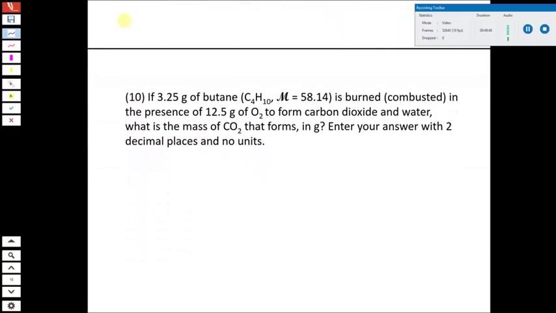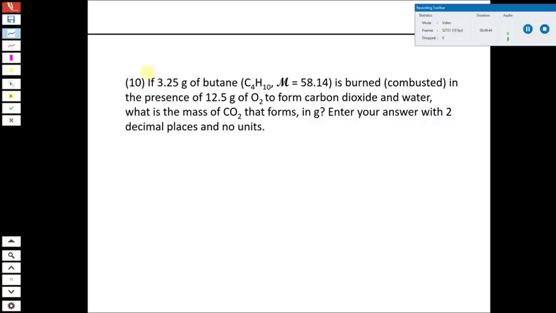All right, next one is our first stoichiometry problem. And this is also going to require us to balance an equation, so we have to do that as well. So we have butane, which, as you know, is found in lighters in many cases. So we have 3.25 grams of butane. We're burning it in the presence of 12.5 grams of oxygen to form carbon dioxide and water. We want to know what is the mass of CO2 that forms in grams, okay?